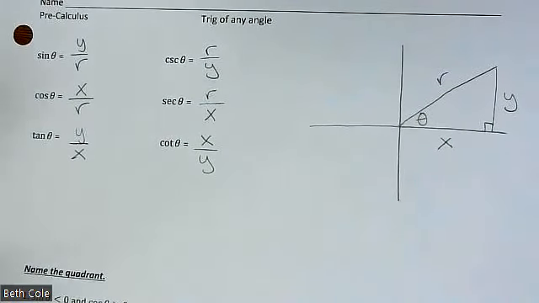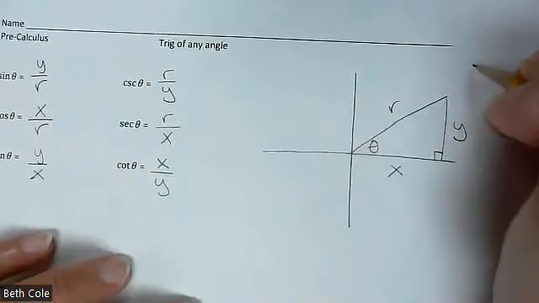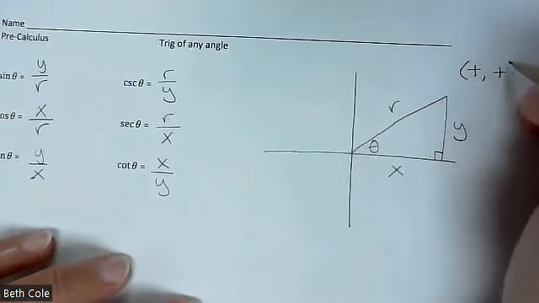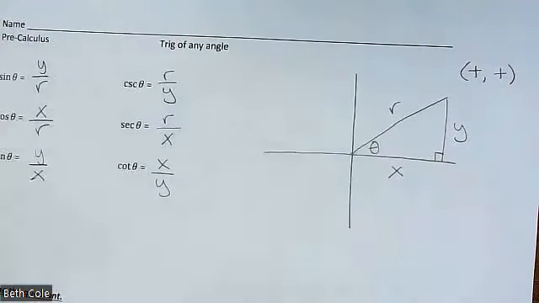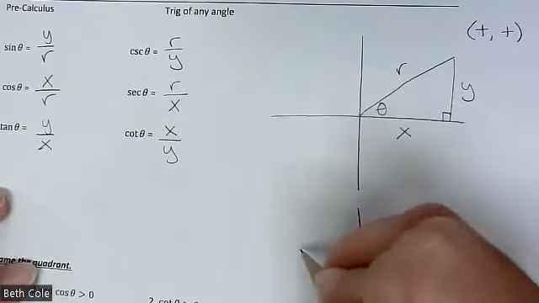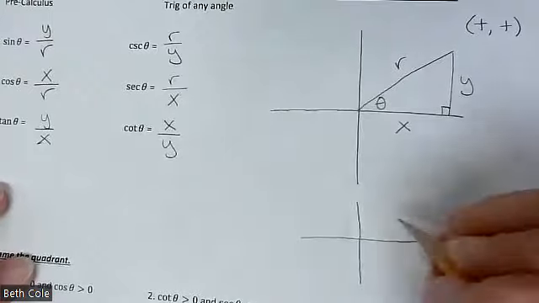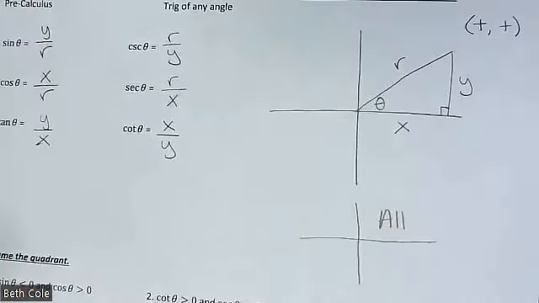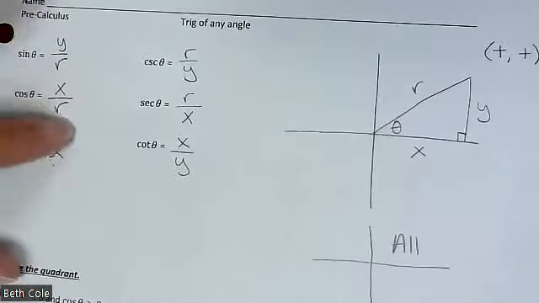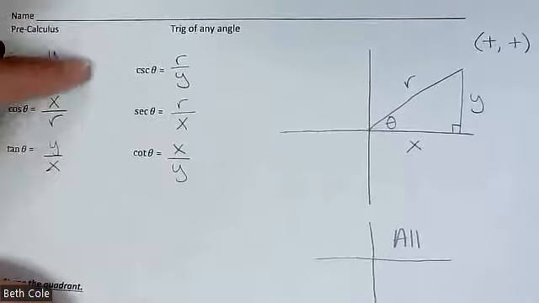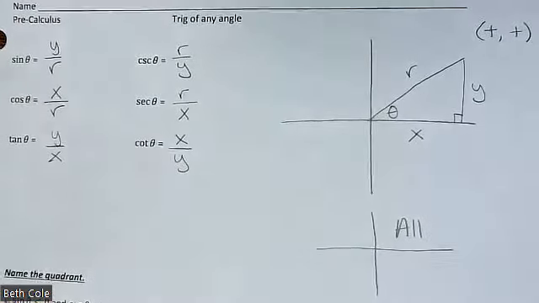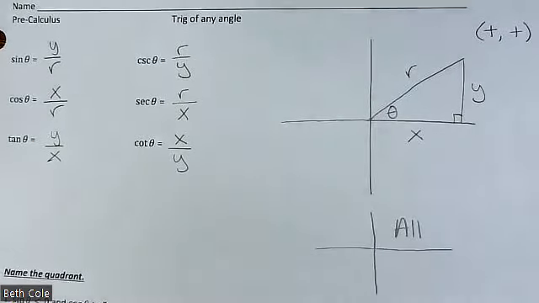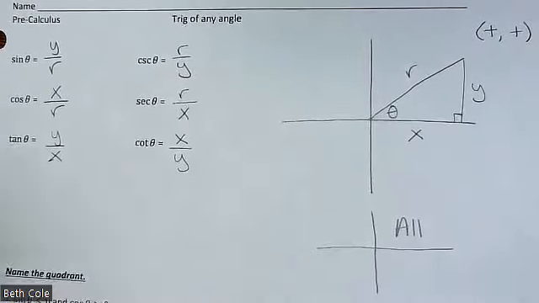Now we're going to have a brief conversation about where these are positive and where they are negative. So if you are in quadrant 1, your x value is positive and your y value is positive. So I'm going to draw another little coordinate plane. They are all positive. And when I say they, I mean all the trig functions: sine, cosine, tangent, cosecant, secant, cotangent. All of these are positive in the first quadrant. Oh, and I forgot to say this. R is always positive. Just by definition, R is positive. Okay, we got that?